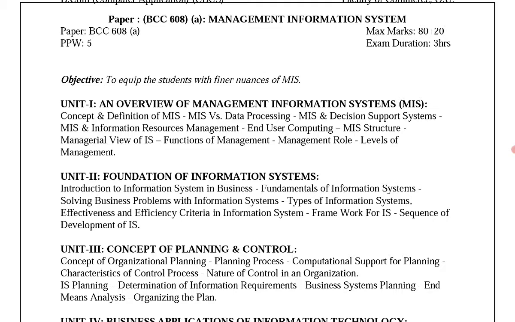Another definition of MIS: research in the information system field examines more than the technology system or just the social system, or even the two side by side. So these are the different definitions for MIS.